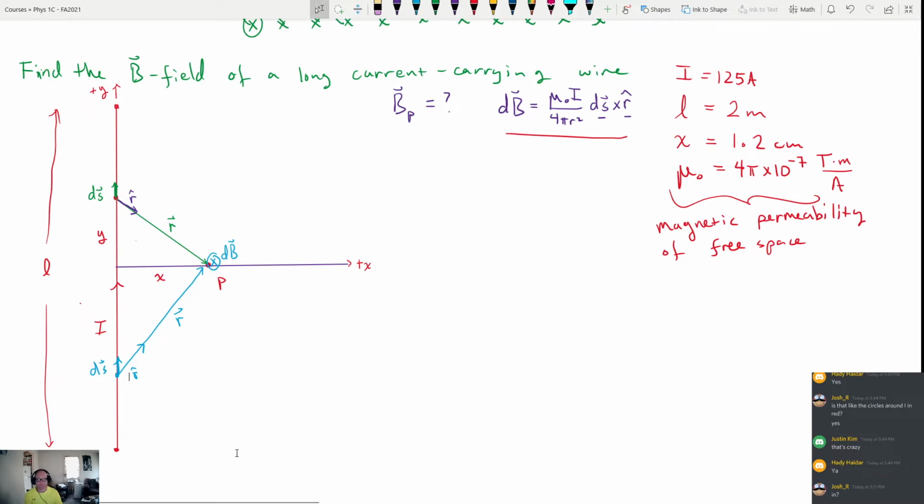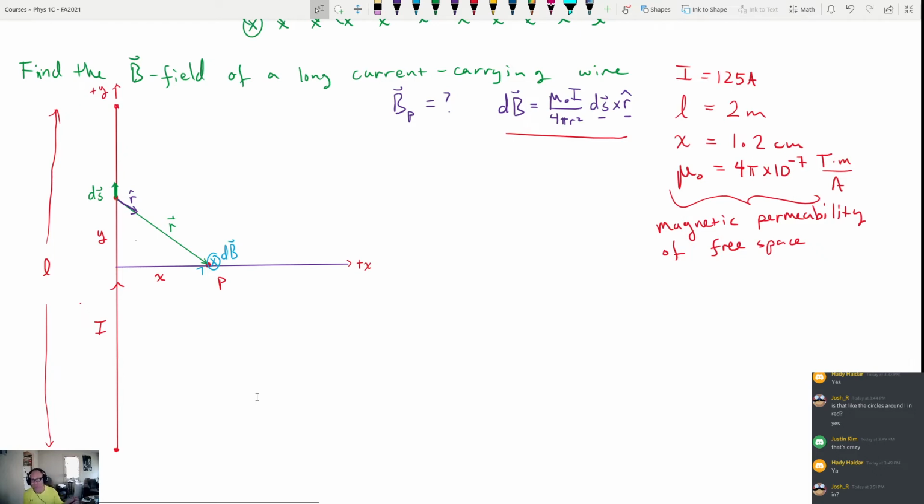Can everyone see that? Again, ds, r, thumb in. Get used to doing that. If you're still not able to figure it out, don't be afraid, just try to use the right-hand rule and you'll figure it out.